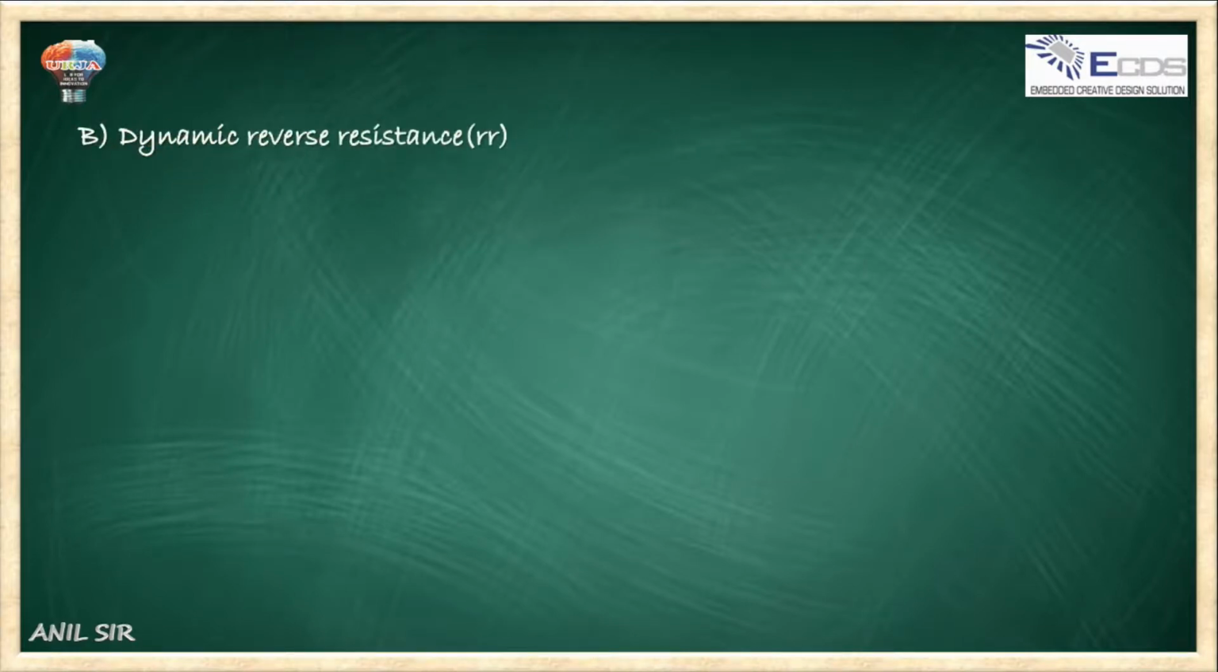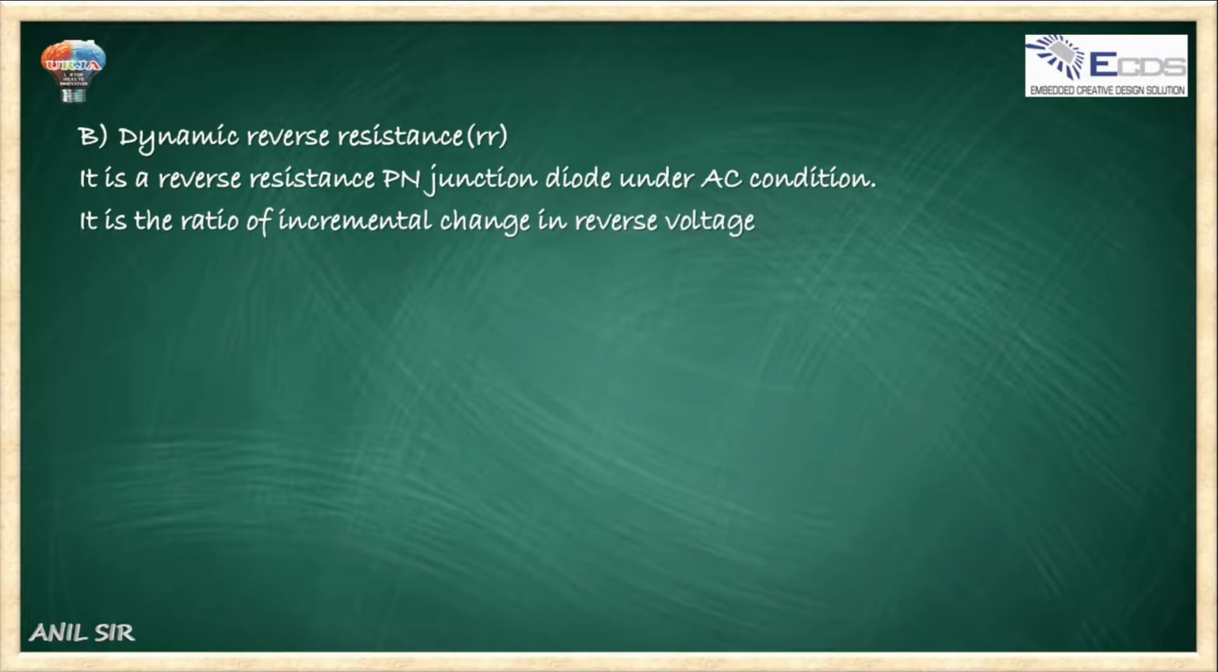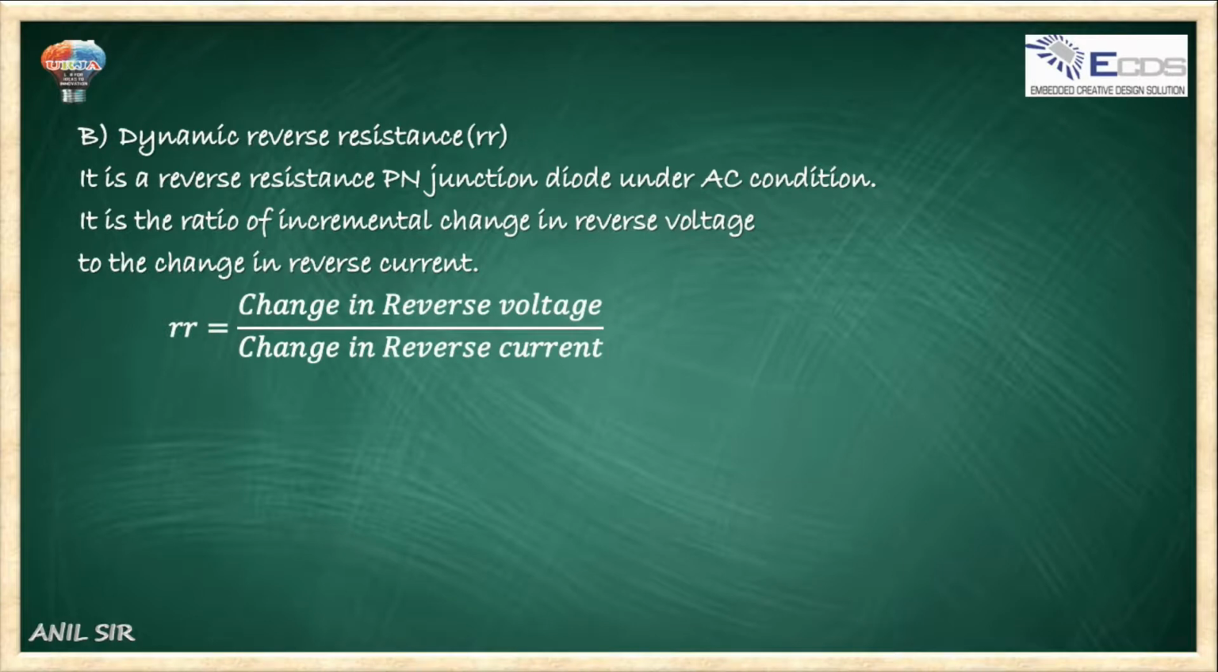Next, dynamic reverse resistance, denoted by small rr. It is the reverse resistance of a PN junction diode under AC conditions. It is the ratio of the incremental change in reverse voltage to the change in reverse current. Again, it is the slope of the reverse characteristics of the diode. So the dynamic reverse resistance, small rr, is del VR upon del IR.